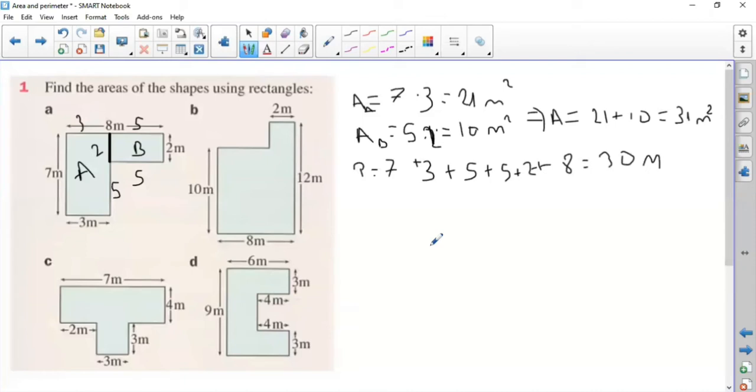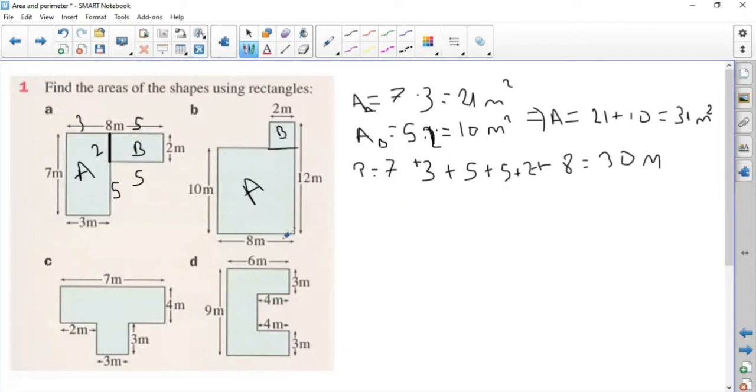Teacher, can I do B? Luna, yes. First, we're going to multiply 10 and 8. Now, first of all, you have to split this figure into two rectangles. Let me split it here. Let's say this one is A and this one is B. Let's name them.